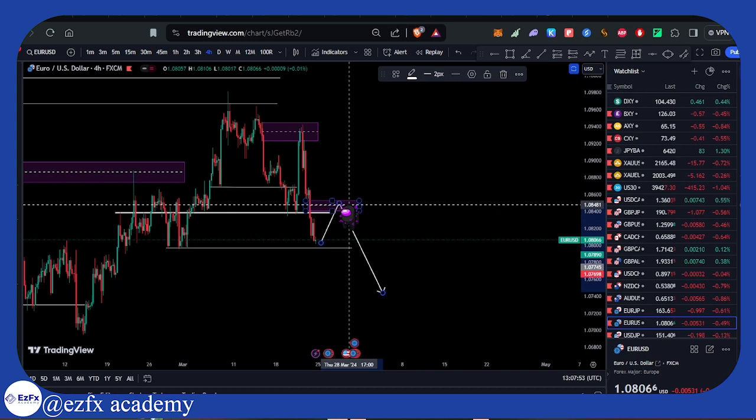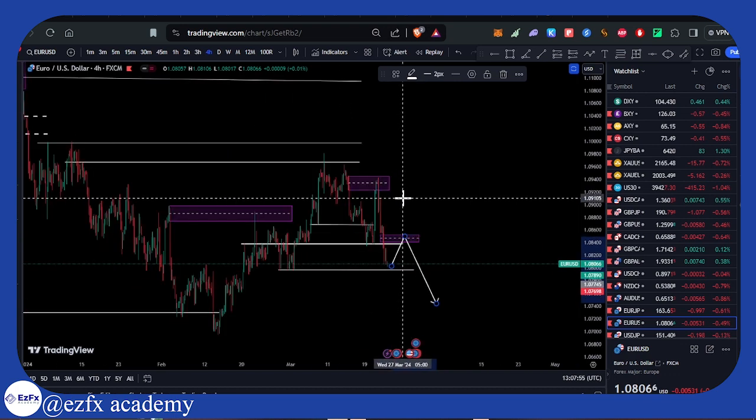The buy might not necessarily stop here, might still go up a bit more. But overall, I'm just trying to show you that my bias for Euro USD for this week will be for a buy to sell on Euro USD. I hope that is clear also.